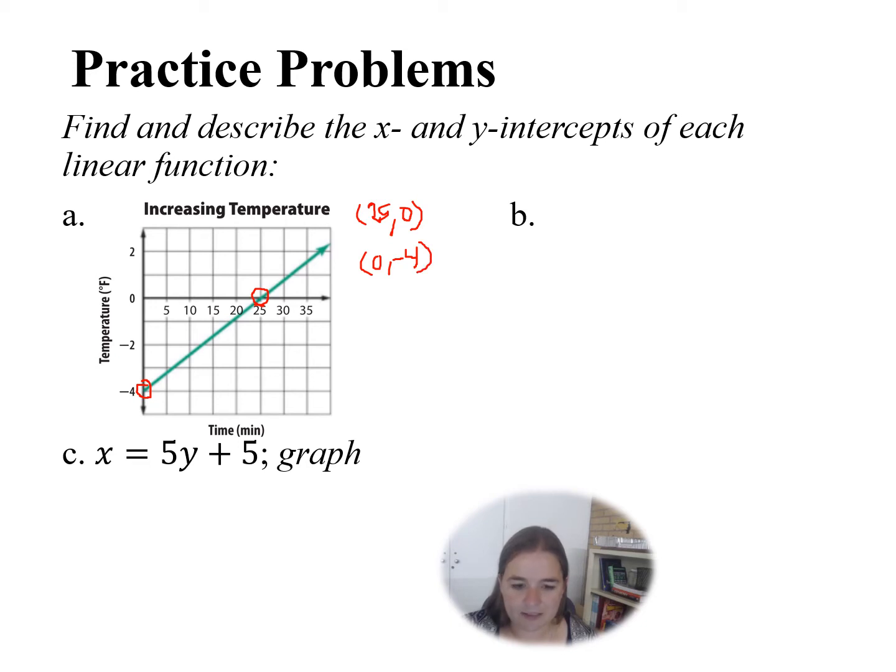Well, this x-intercept tells me that when the temperature is 0, it has been 25 minutes. My y-intercept tells me that when I have 0 minutes, the temperature was -4.